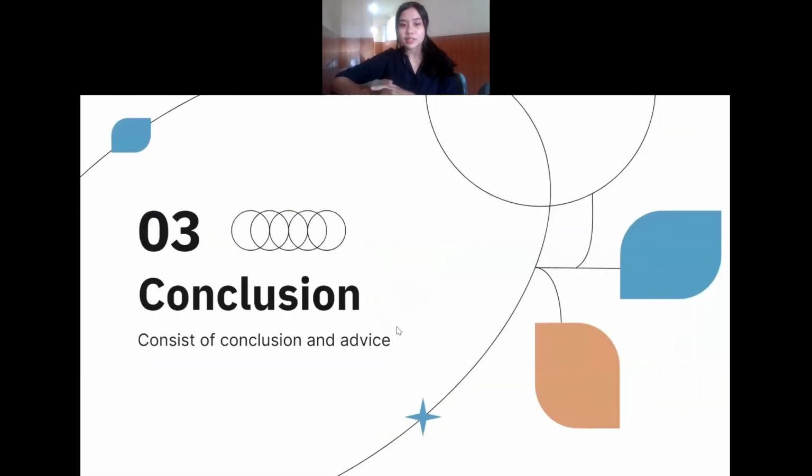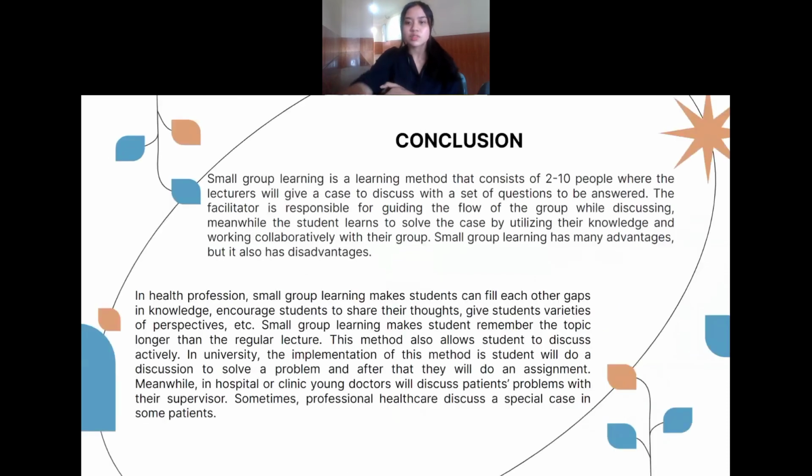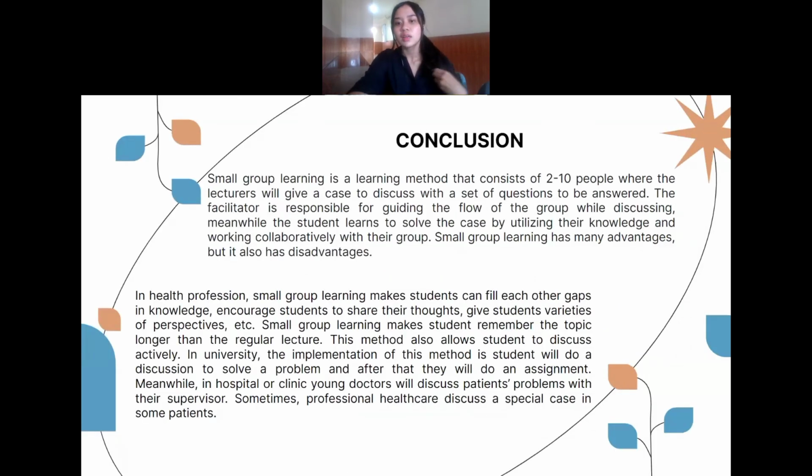The last part is the conclusion, which consists of conclusion and advice. We can conclude that small group learning is a learning method that consists of 2 to 10 people, where the lecturer will give a case to discuss with a set of questions to be answered. The facilitator is responsible for guiding the flow of the group while discussing. Meanwhile, the students learn to solve the problem by utilizing their knowledge and working collaboratively with their group.